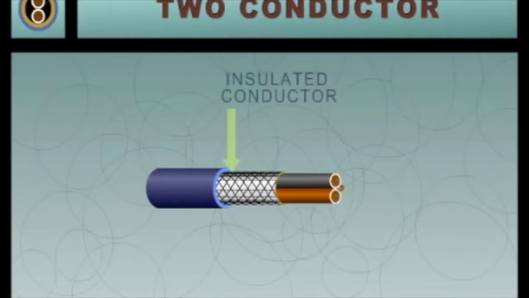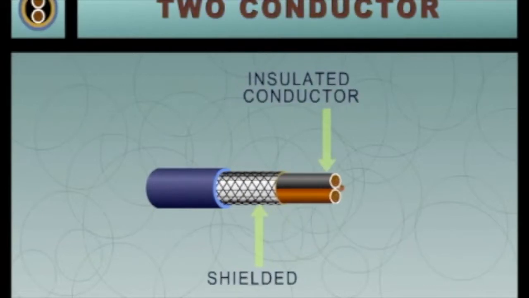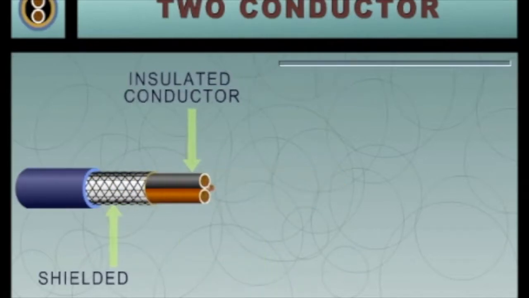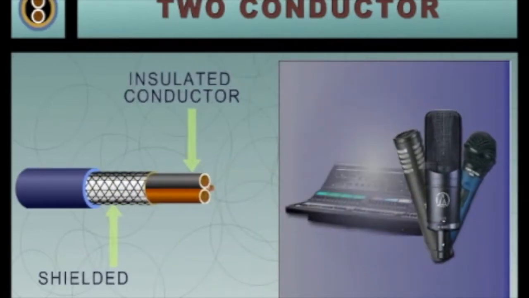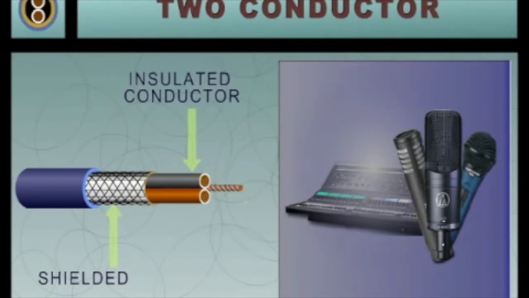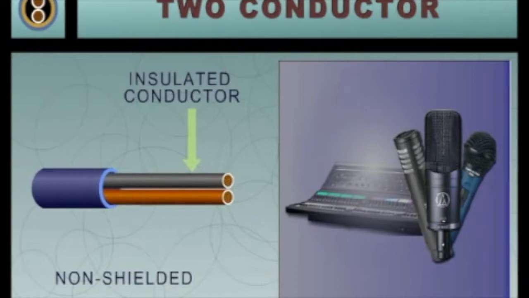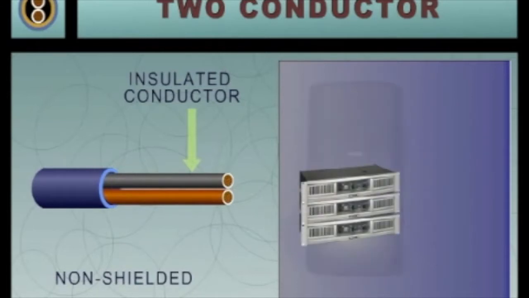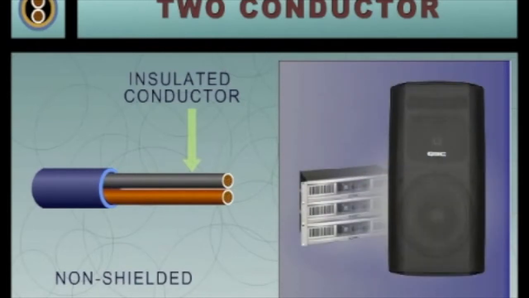Two-conductor cables include two insulated conductors and are either shielded or non-shielded. Shielded two-conductor cables are used for microphone and line-level signal transmission and include a non-insulated shield conductor. Non-shielded two-conductor cables are used for connecting power amplifiers to loudspeakers and do not include the shield conductor.